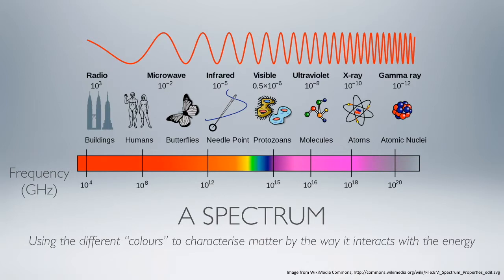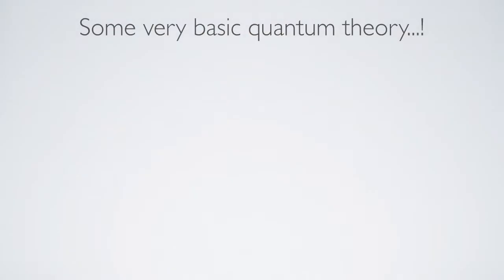Of course, the visible spectrum is only a very tiny proportion of this in the middle, and there's a huge amount that we just cannot see. But this is where spectroscopy comes in. We build instruments to allow us to see these transitions. In order to understand what's going on with spectroscopy, we need to know a little bit of basic quantum theory.